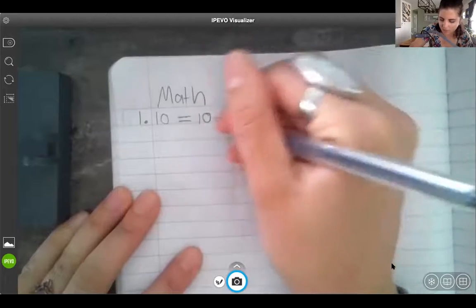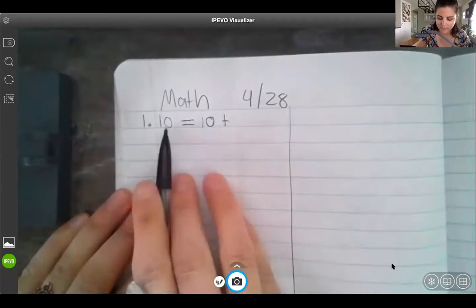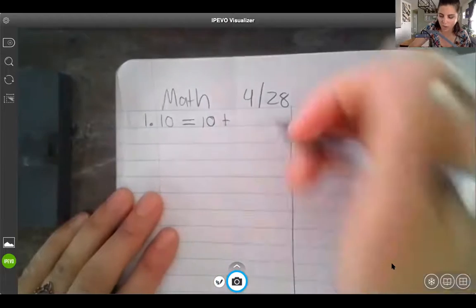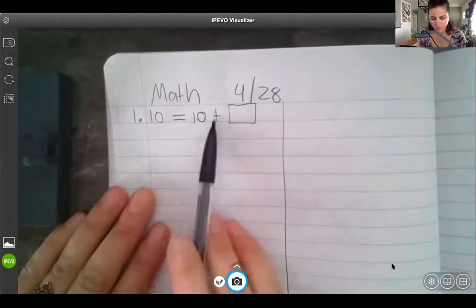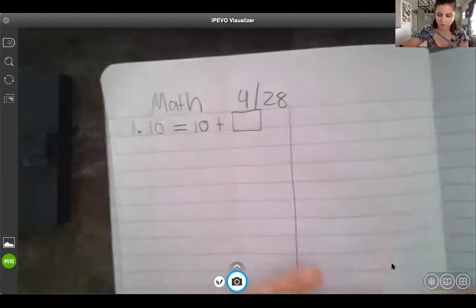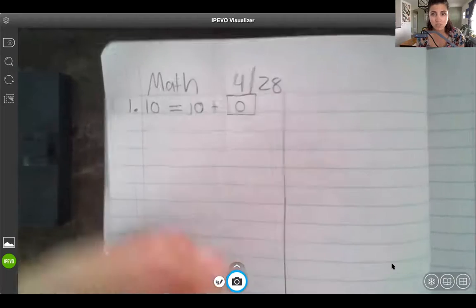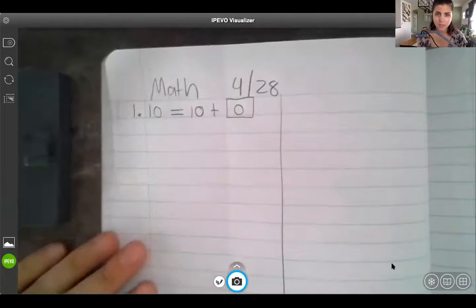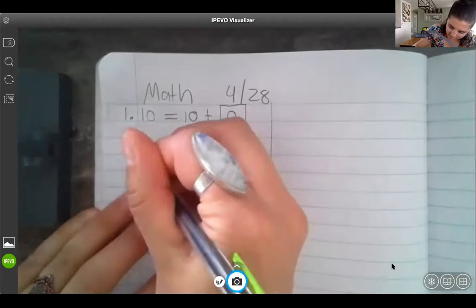10, and over here on that left-hand column, we are going to add. So 10 equals 10 plus, and this is always going to be the number that we're going to solve for. 10 plus what equals 10? Well, if we have all 10 beads pushed over on our number rack, there are going to be 0 beads on the left-hand side. So 10 plus 0 equals 10. All right, so now we're going to come down here.